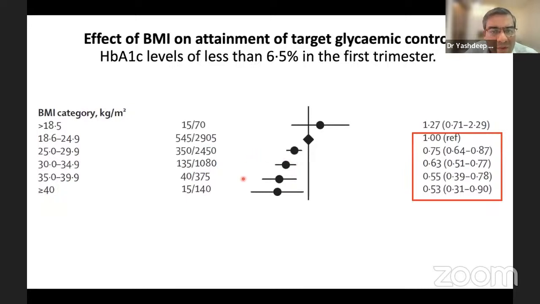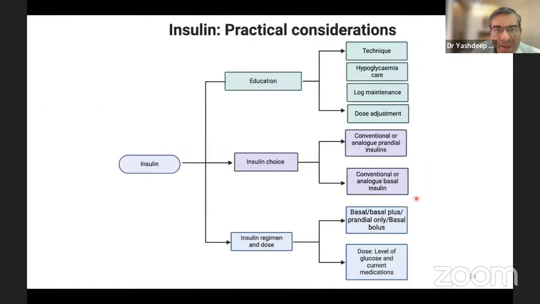Similarly, we also have to focus on the weight during the preconception period, which we can say from menarche till the planning of pregnancy. So the weight should be less than 25, because as the weight increases above the 25 BMI category, the chance of attaining glycemic control decreases, which will have subsequent impact as we had seen previously in certain slides.